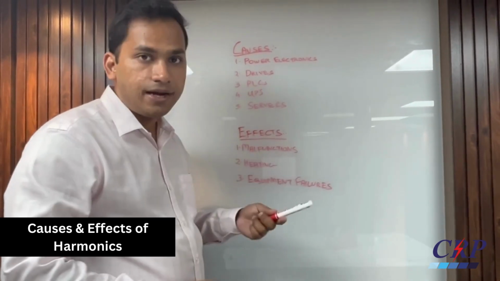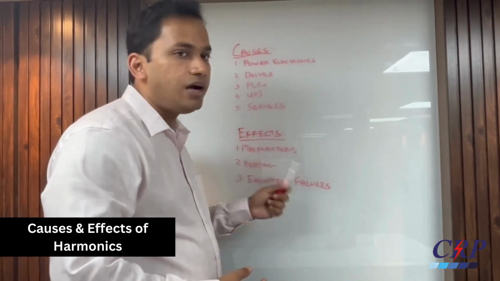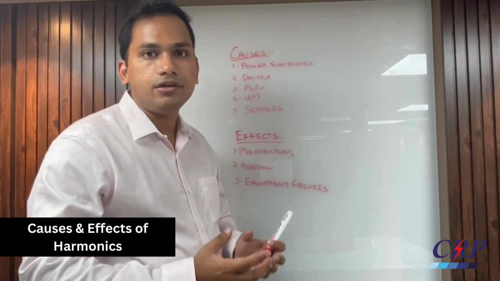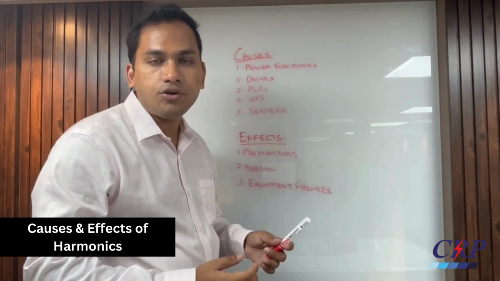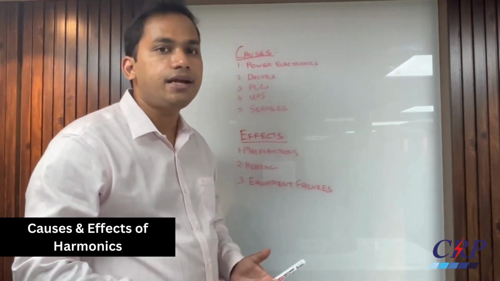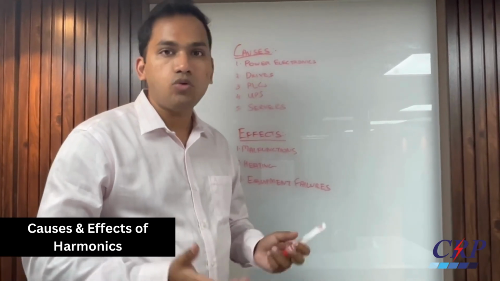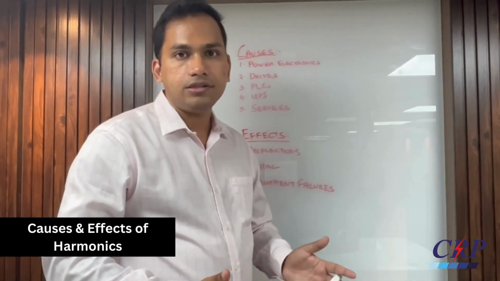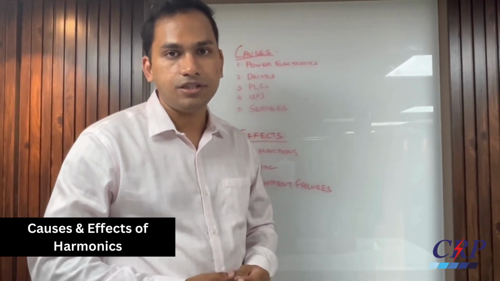Now, what are the effects? What will happen if these harmonics are present in your system? There will be malfunctions, like some breakers may trip, or some relays may misoperate. Then there will be heating. Your cables can get heated, your transformers can get heated, your breakers can get heated. Then there can be equipment failures. Equipment like motors or any electronic equipment like computers, servers or anything like that can result in failures or malfunctions.